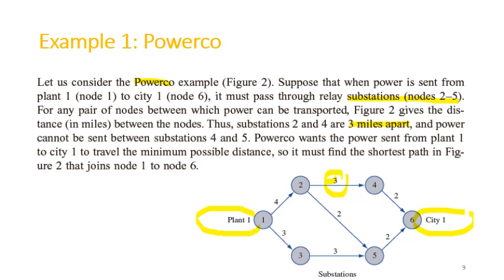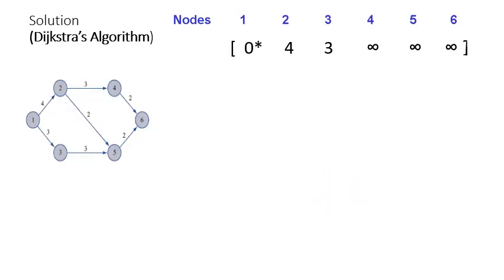And then what PowerCo wants is to send power from plant 1 to city 1 at node 6 with the minimum possible distance. So this is really a shortest path problem. You are going to send the power from node 1 to node 6 with minimum distance. We are going to solve the problem using Dijkstra's algorithm. Dijkstra is the name of the person who invented this algorithm.